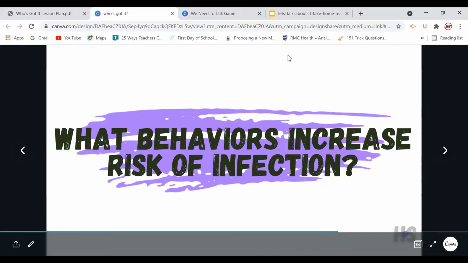You might find two things. One, your students might know less about this. It could be the very first time they're learning about it as a middle school student. And two, they might be less willing to talk about it. And that's actually a teachable moment.